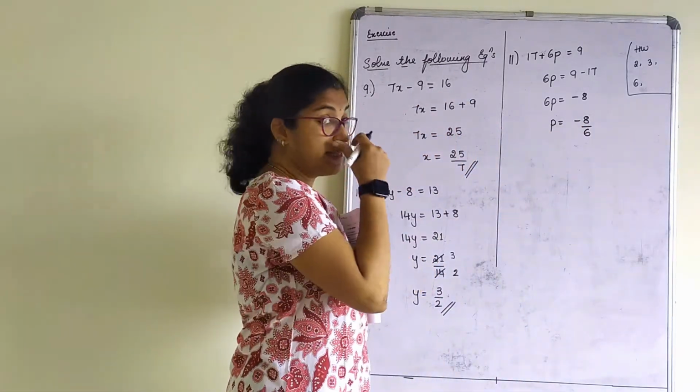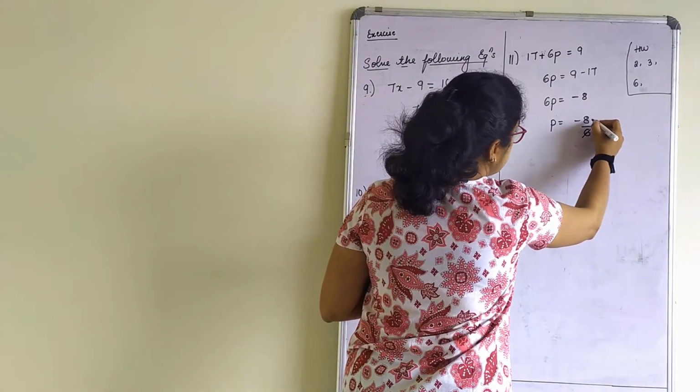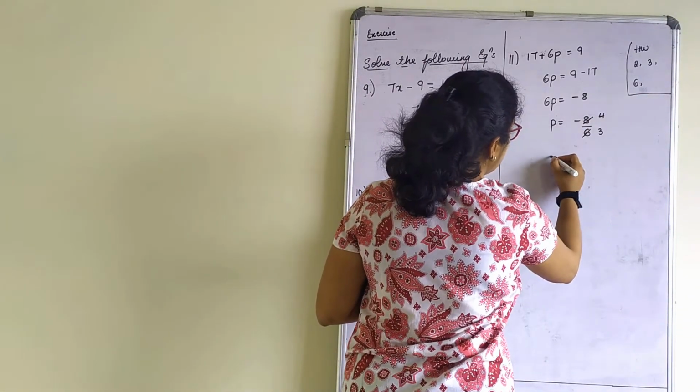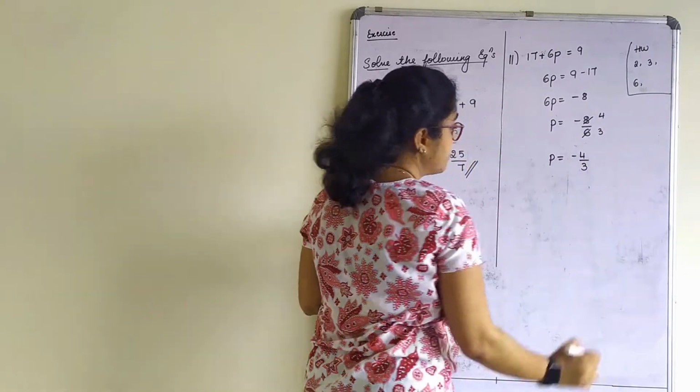Now minus 8 by 6 can be simplified again. 2 threes are 6, 2 fours are 8. So P is equal to minus 4 by 3. Okay.